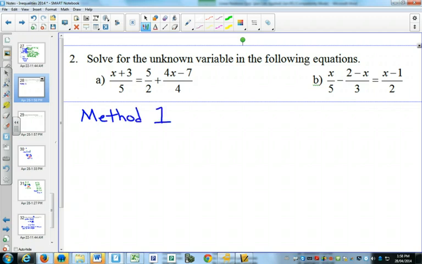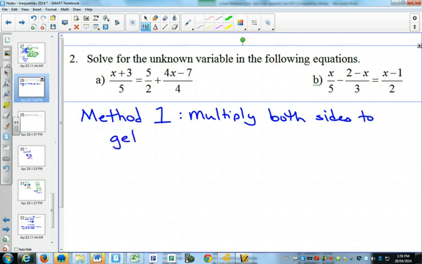I'm going to show you two different methods for all of these. So method number one is the strategy we're going to use: the lowest common multiple. You're going to multiply both sides to get rid of the fractions.